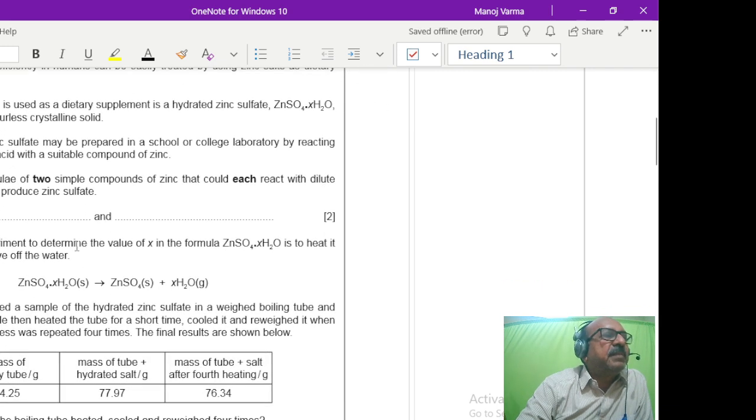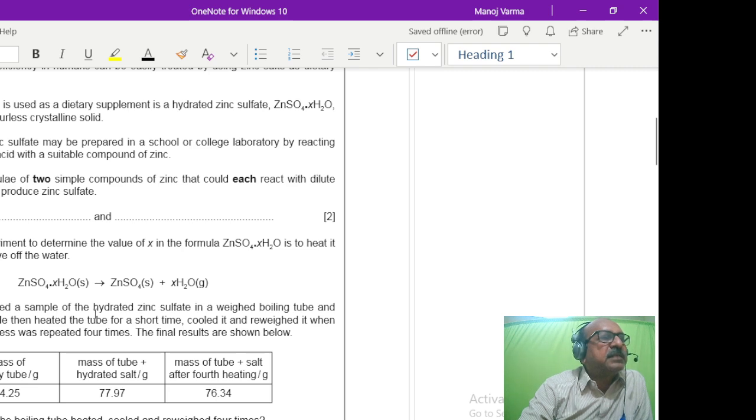A simple experiment to determine the value of X in the formula ZnSO4.XH2O is to heat it carefully to drive off the water. So see, this is the salt that they have taken, ZnSO4.XH2O, and on heating it, all the water has been driven out and you get the zinc sulfate solid, right? So our aim is to find out the value of X. That means how many water molecules of crystallization are present in this salt, whichever salt you have taken.